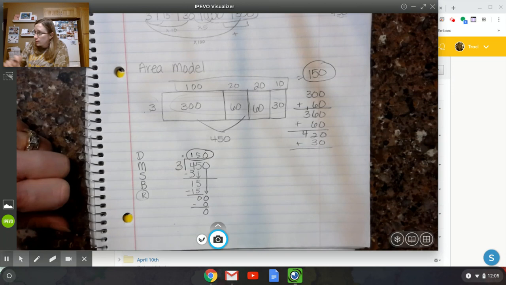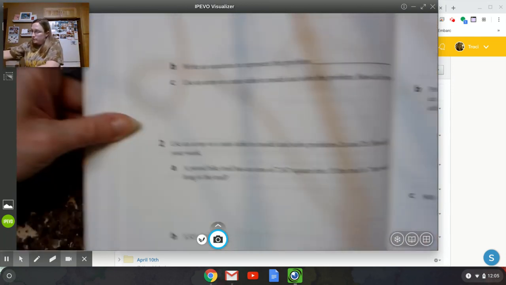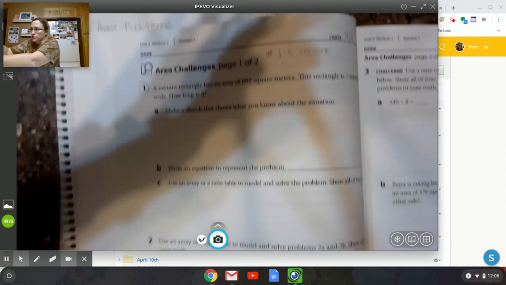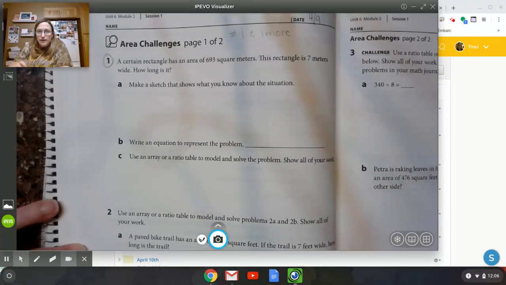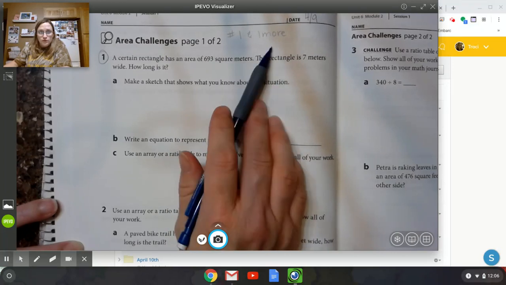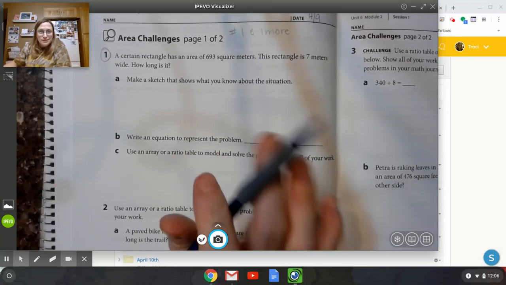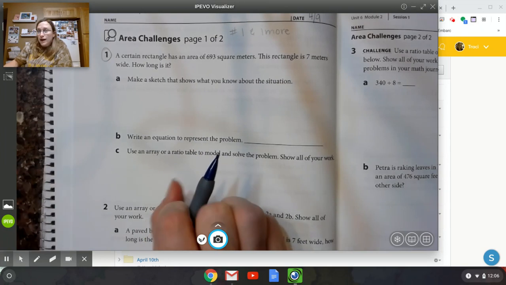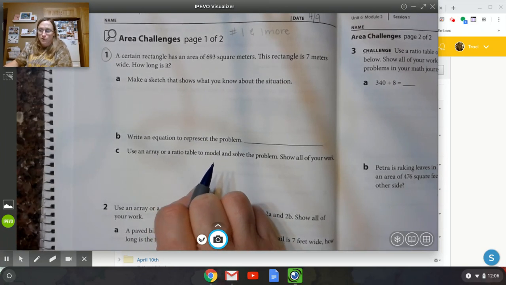So today you're going to be working on some area challenges in your student book, on pages 224 and 225. Now I've asked you to try number 1 and one more. If it takes you more than 10-15 minutes, stop where you're at. That's okay. I will post the answers in tomorrow's folder so you can check to see how well you did.